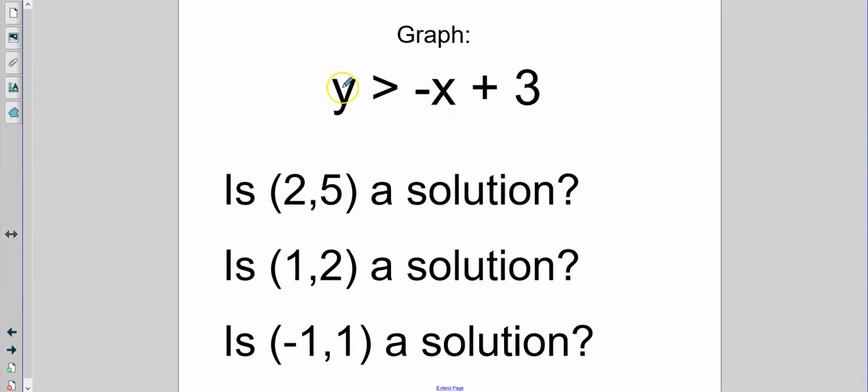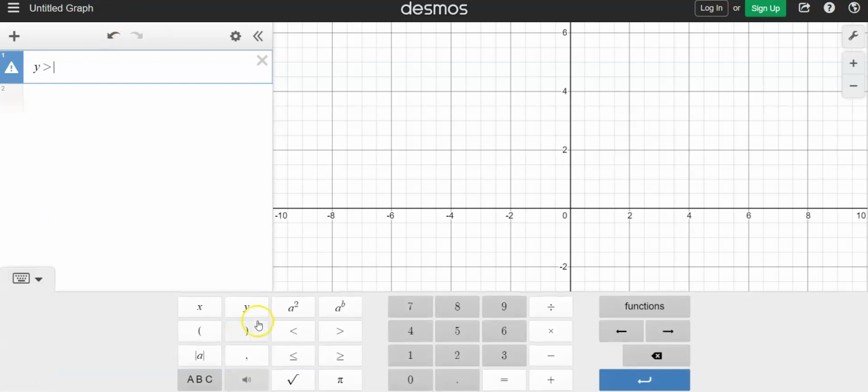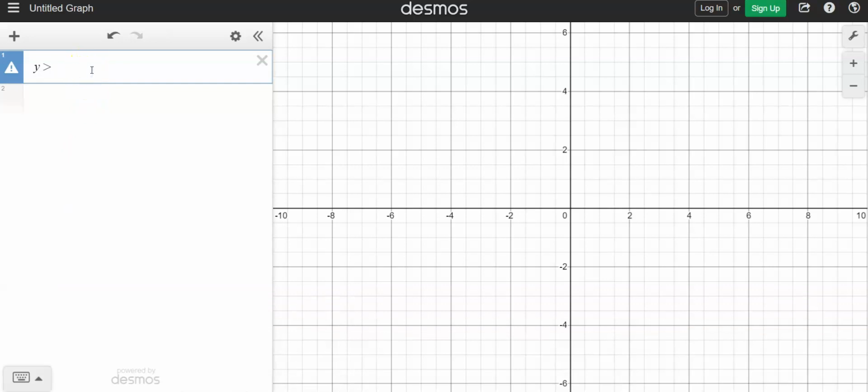All right, so I'm going to flip over to Desmos. Remember, the inequality is y is greater than negative x plus 3. So go ahead and open up your Desmos if you'd like, and maybe pause this video so you can type this in with me. So the inequality is y is greater than. You can type that in from your keyboard, or you can also go down here to the keyboard, where right here is your less than, greater than or equal to, less than or equal to. So you can type it in from the keyboard down here as well, or click on it.